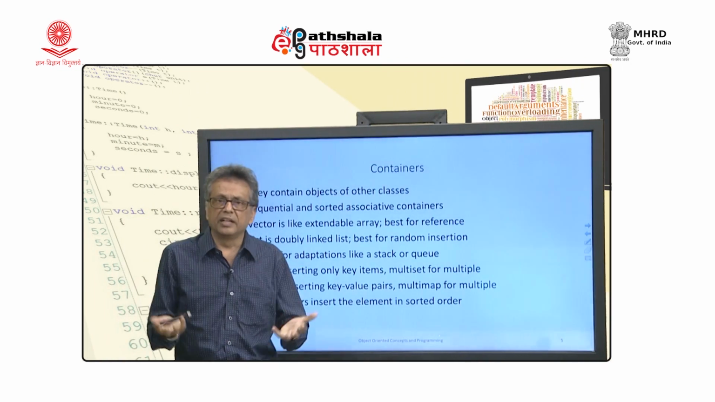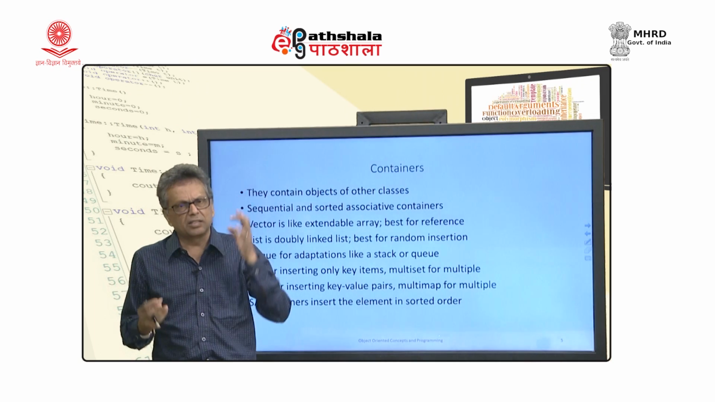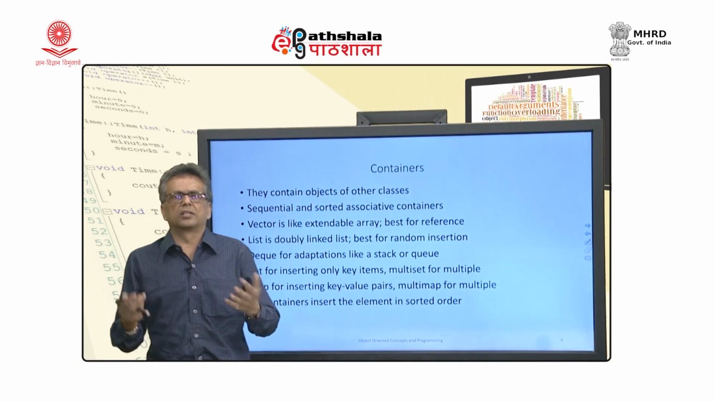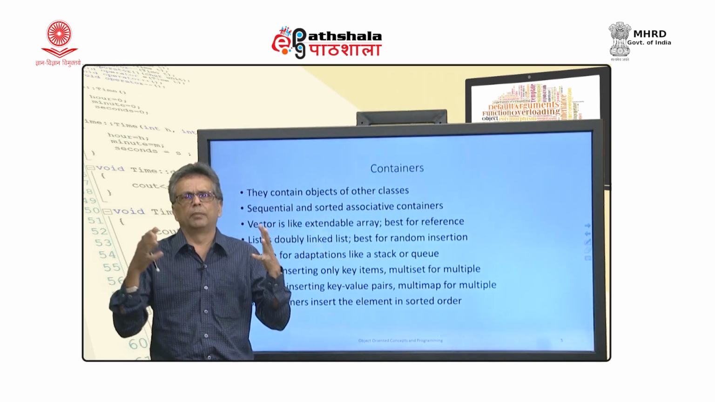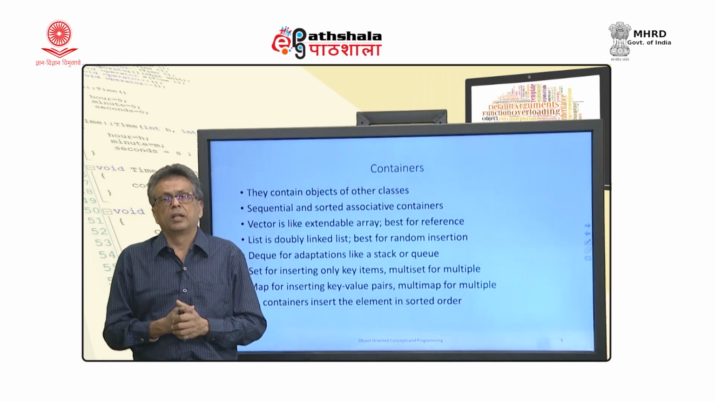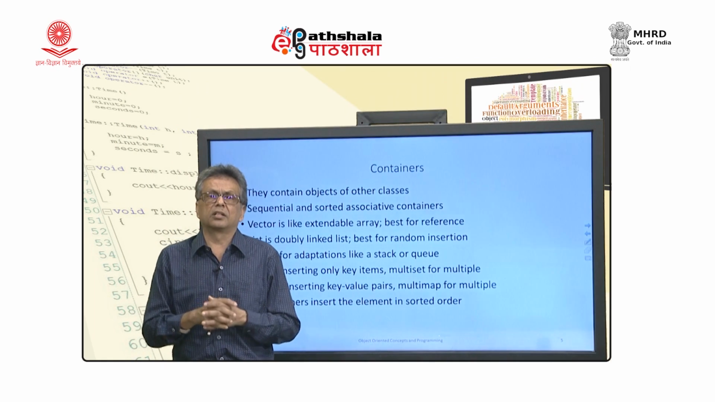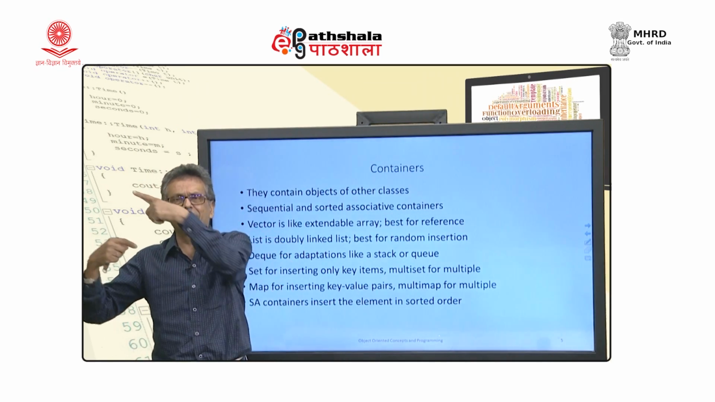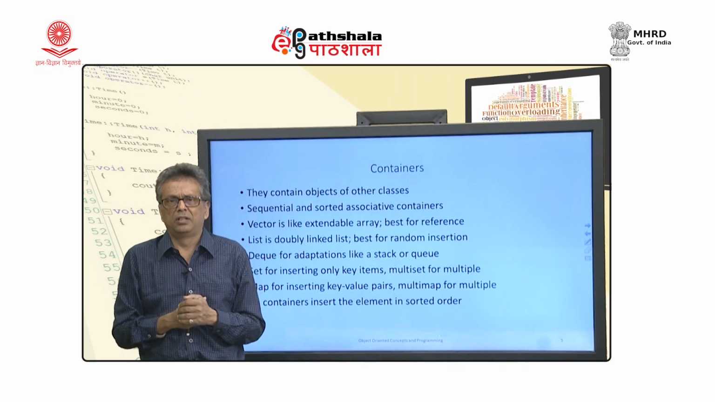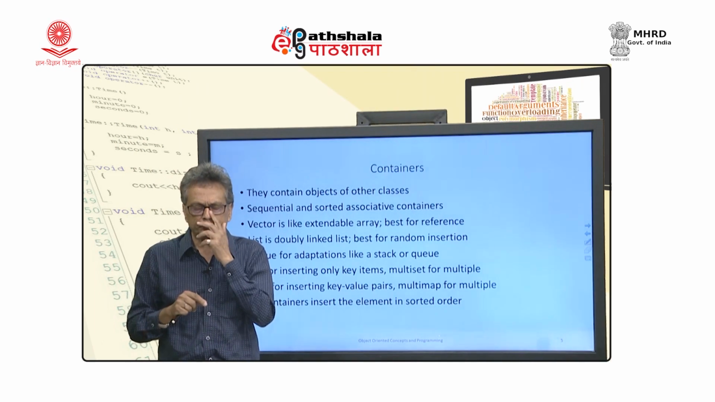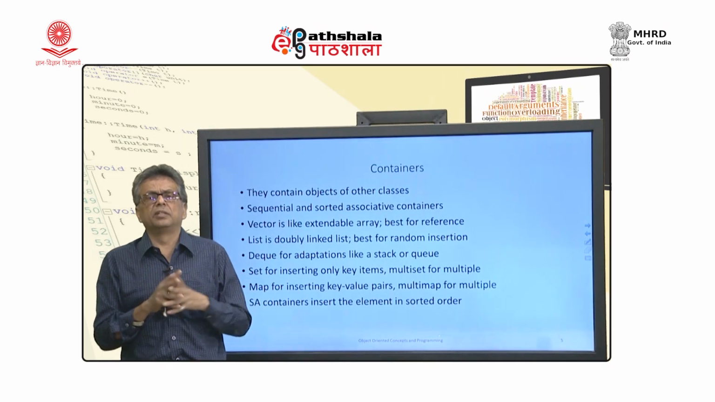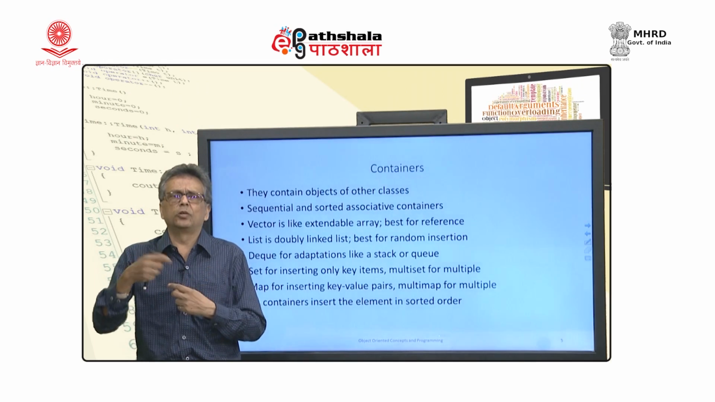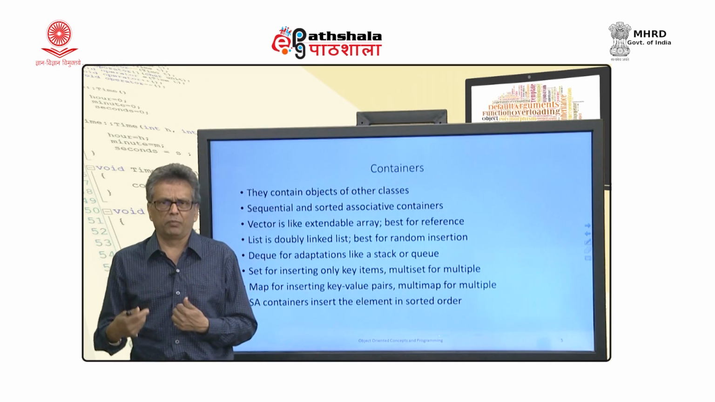The other one is list, which we are going to look at. List also is a very simple data structure. List is basically a doubly linked list. If you have a bit of knowledge of data structures, you know a doubly linked list contains two links, one to the next element and one to the previous element. So, you can move in both directions. List is implemented internally as a doubly linked list. The advantage of this is that you can insert an element at any point without much overhead.